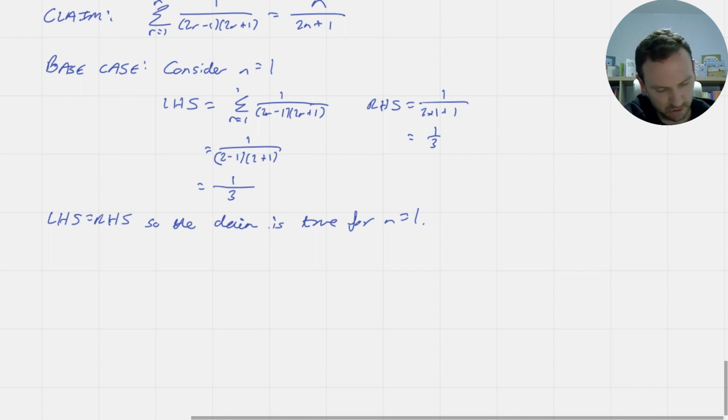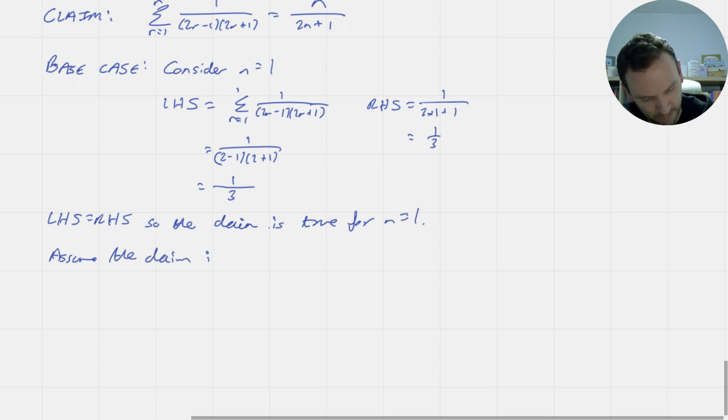Okay, now we've done n equals 1, we want to make an assumption. We want to assume that the claim is true for n equals k. Again, for this step, you do need to be careful about your wording. You don't want to say just assume n equals k. You will not get a mark for that, and that will stop you getting later marks as well.